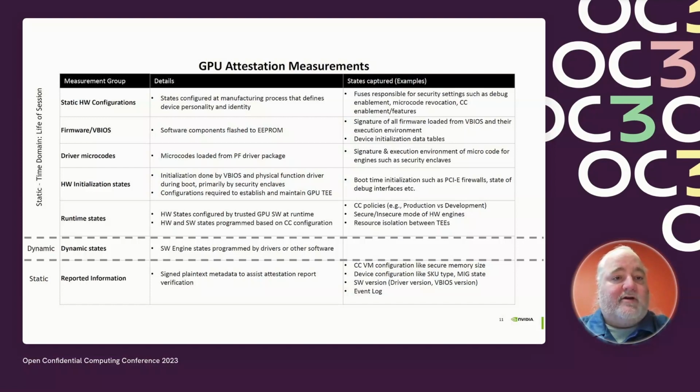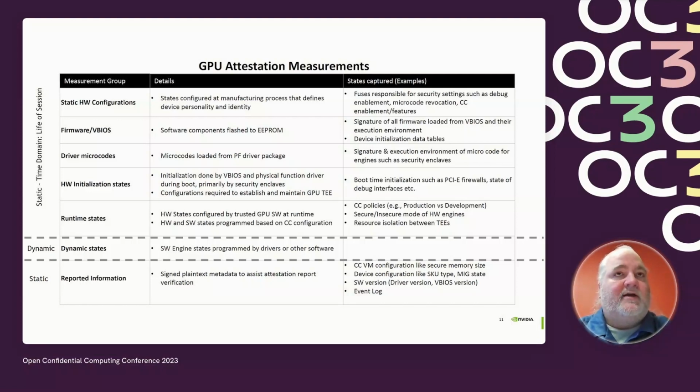We also look at hardware initialization states. Hardware initialization states would be anything that's initialized by the vBIOS, the physical function driver, or things initialized by the security enclaves. These would also be configurations necessary to establish your hardware trusted execution environment inside the GPU. So this would be configurations like our PCI Express firewalls that keep the hypervisor or other entities from being able to tamper with or examine data or change the configuration of the GPU. It would be the state of debug interfaces.